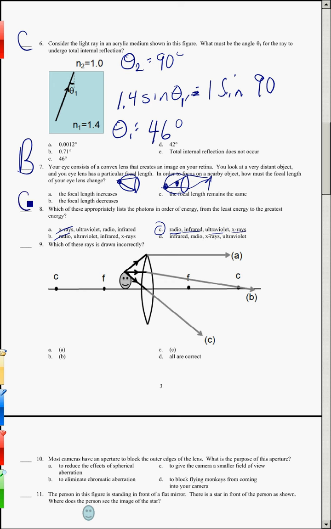Which of these rays is drawn incorrectly? That would be B. B is drawn incorrectly because it shouldn't go through the center of curvature. It should go through the focal point when it's parallel to the axis. The other two are correct.